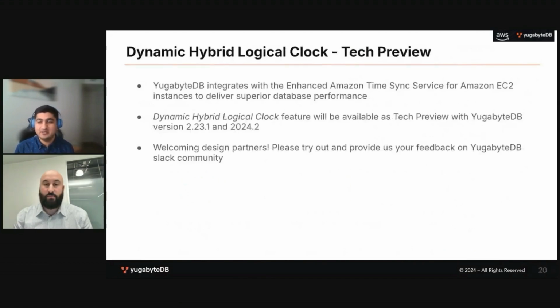So this is available as a tech preview feature with YugabyteDB version 2.23.1, which is our preview release. Or you can also use a stable version, which is 2024.2, to try out this feature. It's going to come out very soon. And we are welcoming design partners for this feature. Please try it out, provide us your feedback on the YugabyteDB Slack community. Again, kudos to Amazon for making the ClockBound software open source, and it's definitely going to help the ecosystem in general. And we hope that the collaboration will continue and things will continue to get better from here.